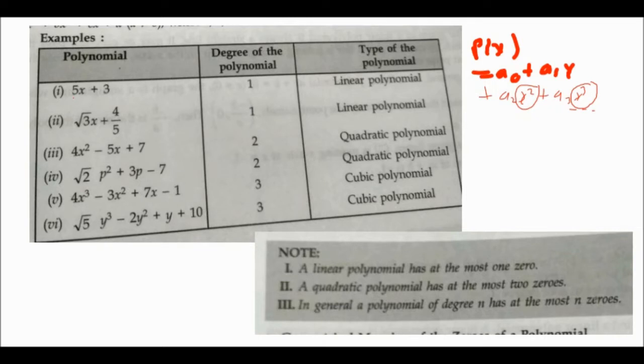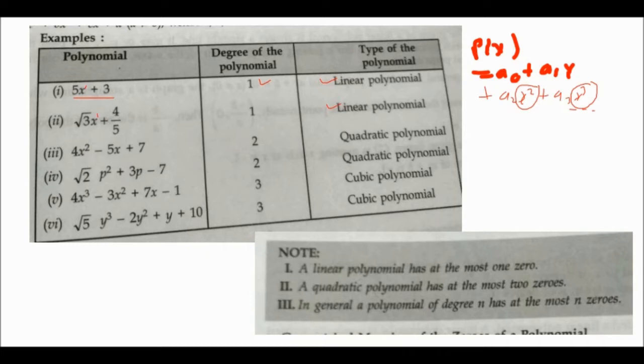Now you can see here that in this polynomial, the highest degree of x is 1. So the degree of the polynomial is 1 and it is called a linear polynomial. A polynomial of degree 1 is called a linear polynomial. Here also you can see the highest degree of variable x is 1. That's why it is a linear polynomial.